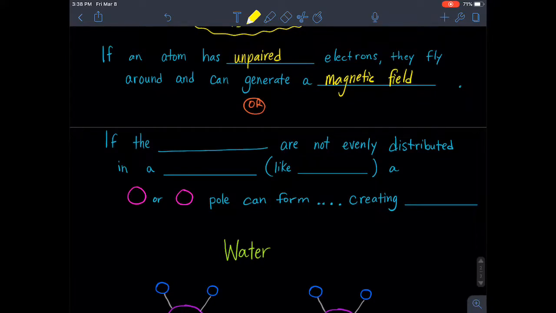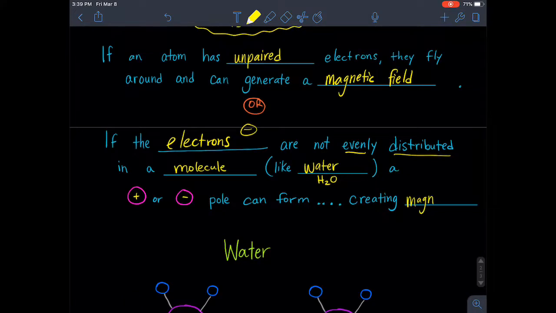Or, if the electrons, those negatively charged things, remember those, are not evenly distributed in a molecule. Now, a molecule is when you have multiple atoms connected to each other. So the example we'll use here is water. So our molecule is water. There's 2 hydrogens and 1 oxygen in water. So there's multiple atoms. There's 3 atoms in 1 molecule of water. So if the electrons within all of those atoms in that molecule are not evenly distributed, either a positive or a negative pole can form, which is going to then create magnificent magnetism.